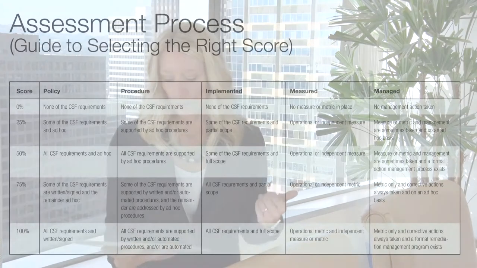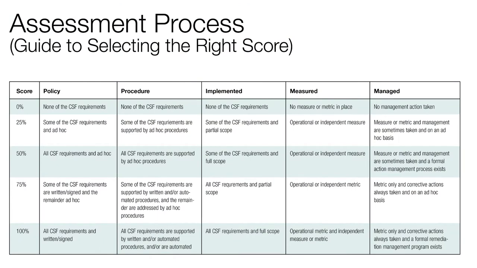And there are a lot of different categories and areas in which you're scored. Stepping through this, across the top we have policies, procedures, implemented, measured, and managed. It's really important to understand that 75% of your overall score, meaning 75% of the total that goes towards that 1 through 3 rating, comes from policy, procedure, and implemented.